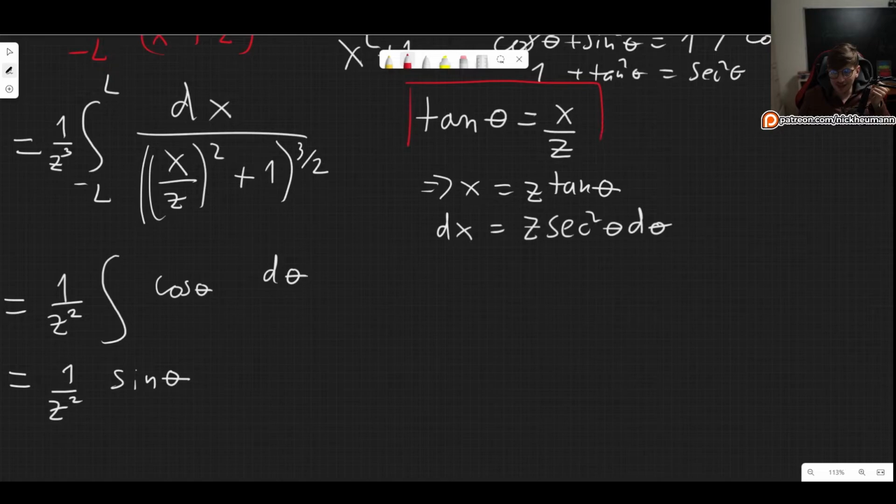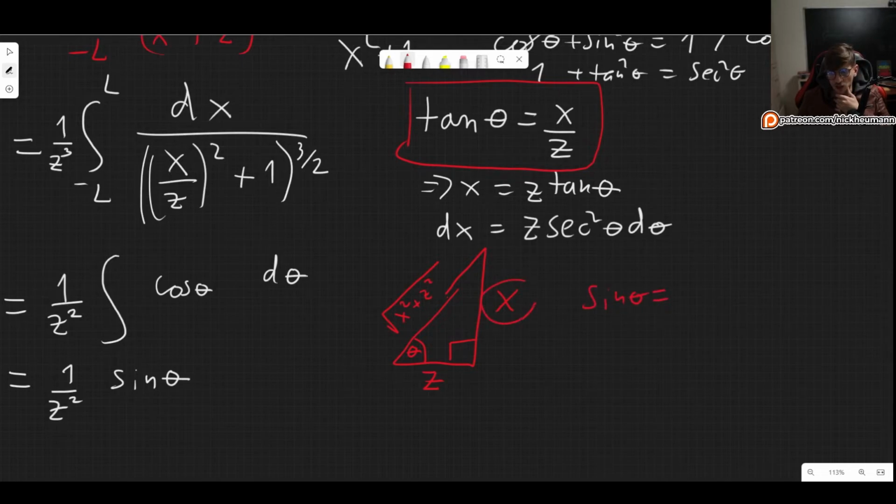The fact that tangent of theta is equal to x over z implies that there exists a right triangle where you have an angle theta, and its tangent is x over z. And what is tangent? It is the opposite side divided by the adjacent side. So here, using Pythagoras, we can see that the hypotenuse would be the square root of x squared plus z squared. So here, what is the sine of this angle? Well, the sine of theta is the opposite side, x, divided by the hypotenuse, the square root of x squared plus z squared.